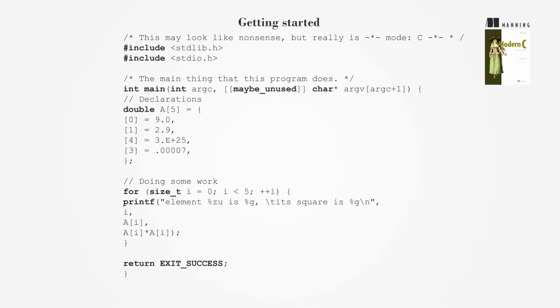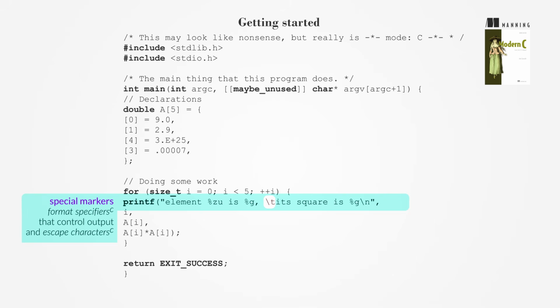These components combine with other elements like declarations, which set up your data, and loops, which process it, to create complete programs. The special markers within printf's format string: format specifiers, starting with %, that control output, and escape characters, such as \t, tab, and \n, new line, for special effects.